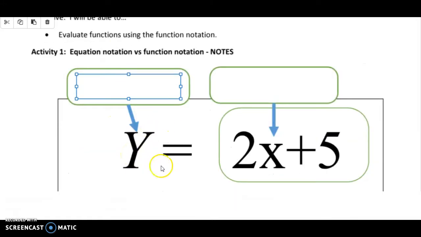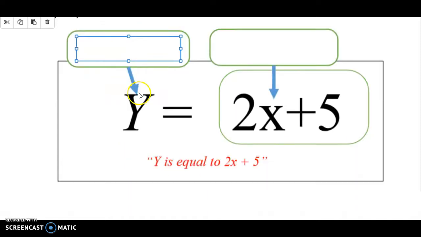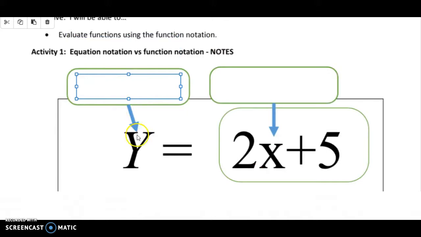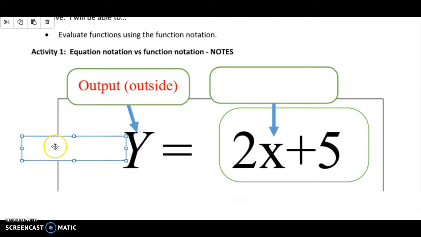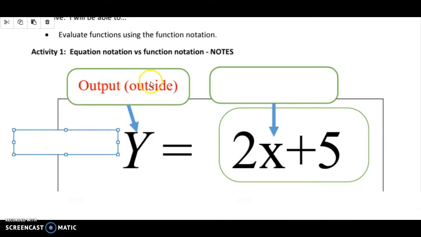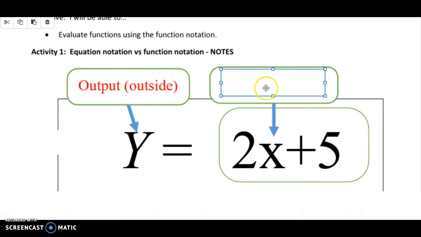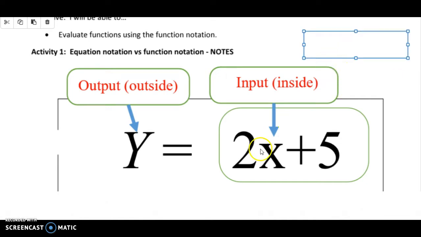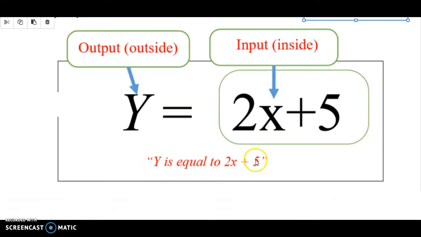Let's take a look at an equation. Okay, you have your y equal to x plus 5. Can you identify the variable y and the variable x? What is another name for the variable y and variable x? Well, another name for y is the output, and another name for x is the input. So you have an equation where x is the input and y is the output. And we say y is equal to 2x plus 5.